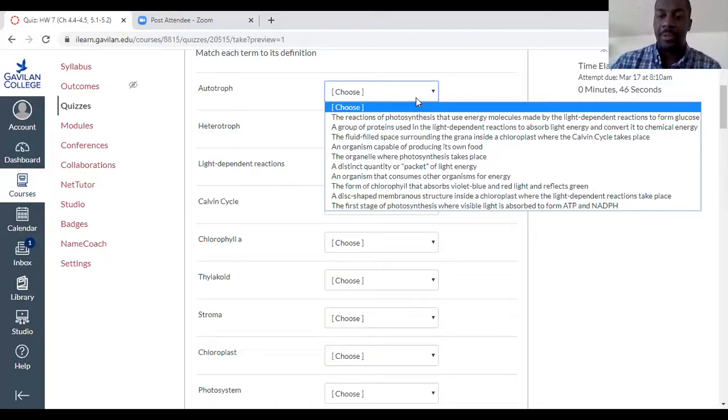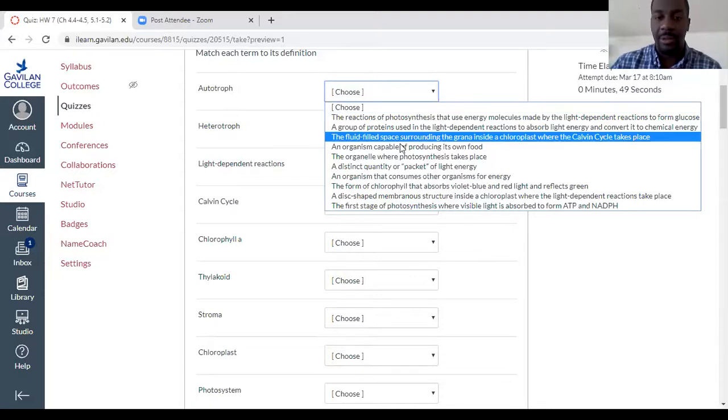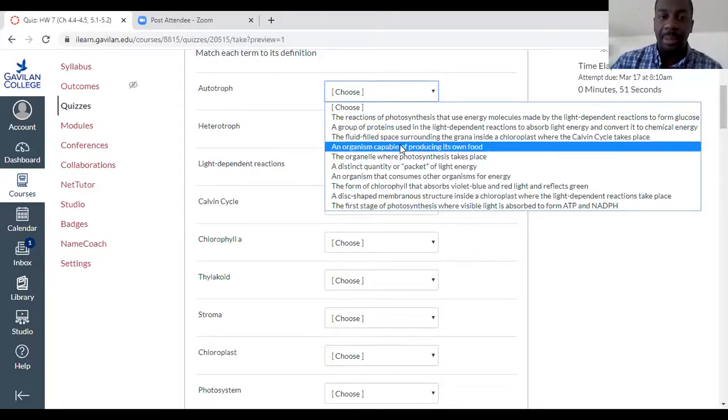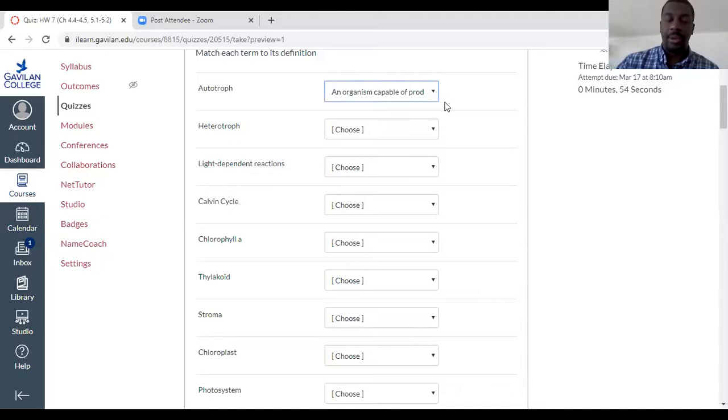So capable of producing its own food, right. So it's gonna be an organism that is capable of producing its own food. Perfect. So these guys are usually gonna be using photosynthesis to help produce their own glucose, and then they can use that glucose to help produce their energy. Perfect. How about a heterotroph?